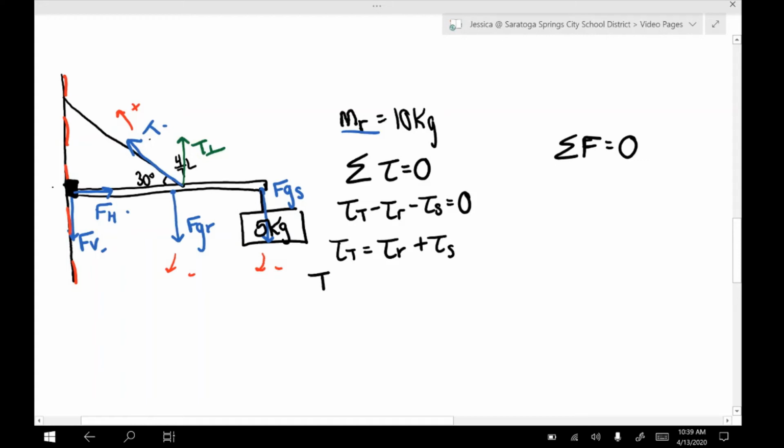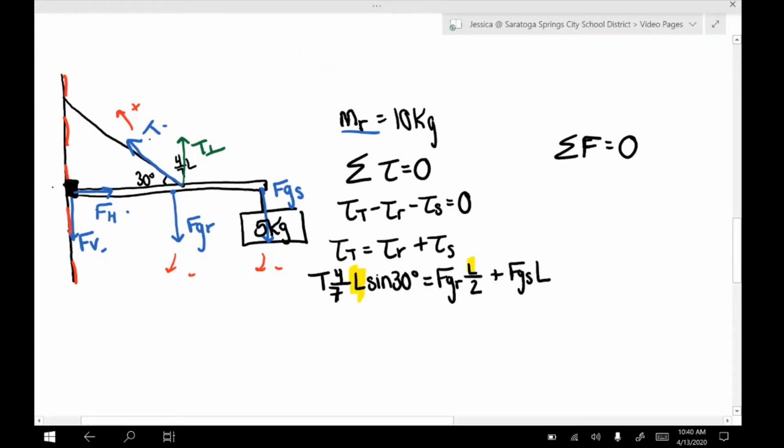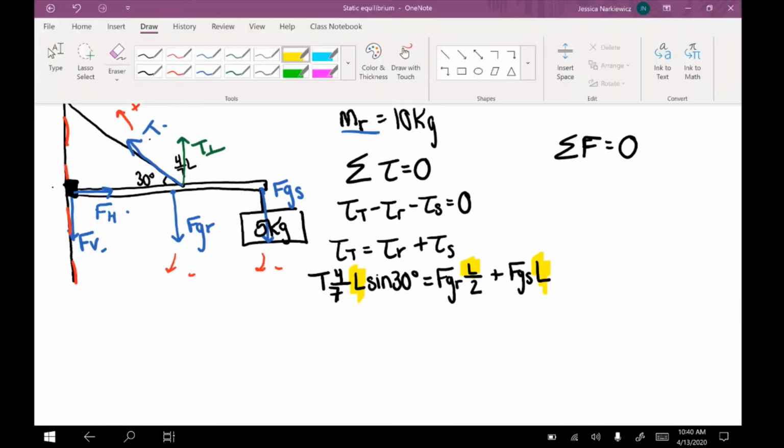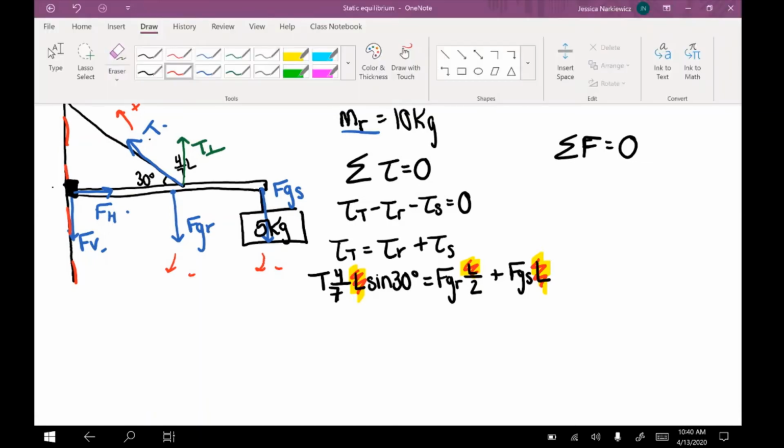So this would be T. It's occurring at 4/7 L, times the sine of 30 degrees. Again, that sine of 30 takes into account the perpendicular component. The rod is FG of the rod, L over 2, because it occurs at the center, plus the force of gravity from the sign, and that occurs at L. Again, we see the letter L in every single term, which means it can go away, which makes our life easier.